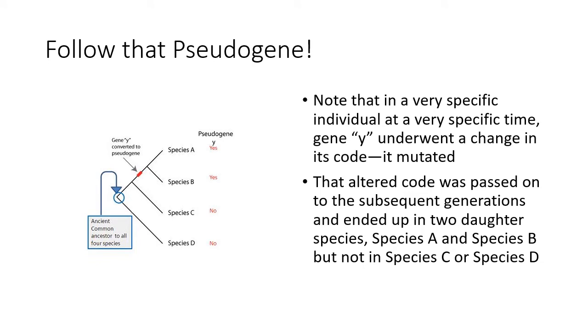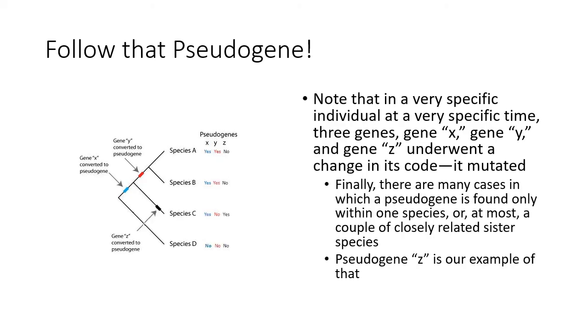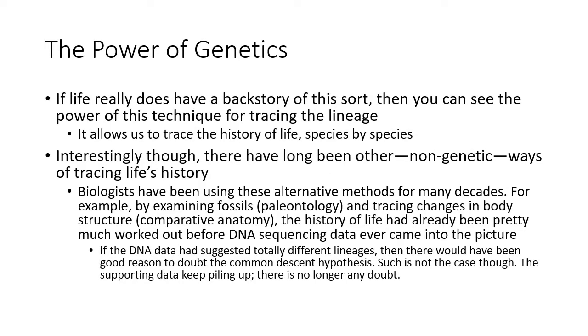So for example, if you follow that pseudogene, you could do the same type of thing. I'm not going to go through this. You could just ask, hey, which species have pseudogene X and Y? And you can piece together a phylogenetic tree based upon which particular pseudogenes they have. You could even have pseudogenes that are unique to particular lineages. So when did that mutation occur? Well, it occurred sometime after, in this particular case, species C split from the other two.